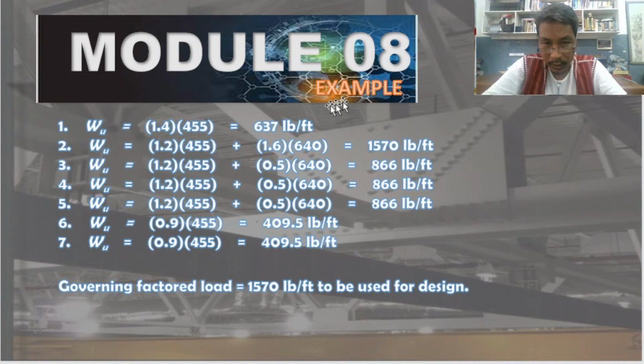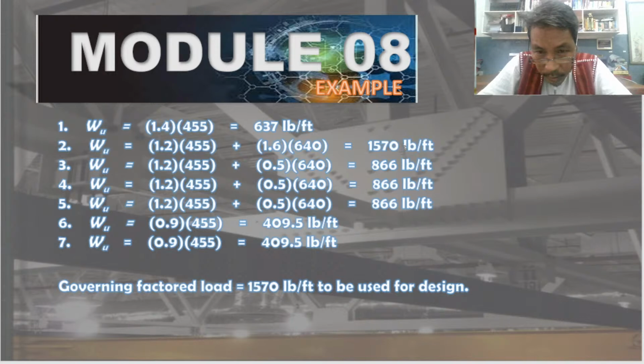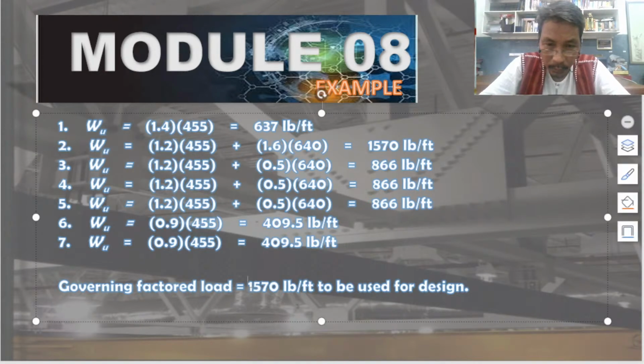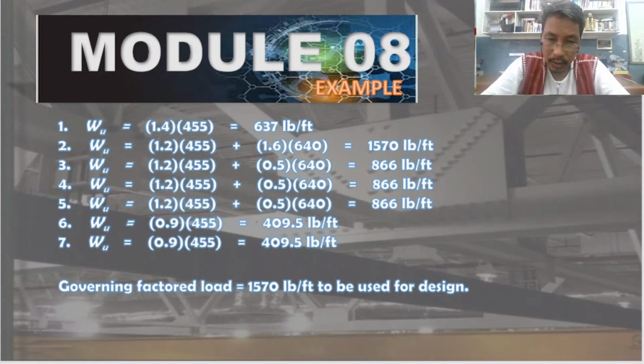So, after computing the 7 equations, what we need to do is compare. Compare these values: 637, 1570, 866, 866, 866, 409.5, 409.5. Which one has the highest result? The highest result is 1570. That's why we need to use 1570 pounds to be our design required strength. Okay? So that is our answer.